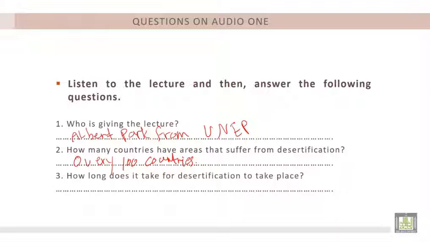Question number 3. How long does it take for desertification to take place? Again, according to Mr. Albert, it takes many years, and sometimes, or in some cases, centuries.